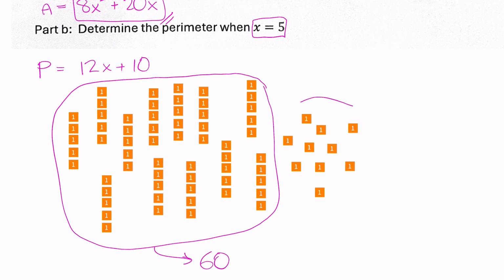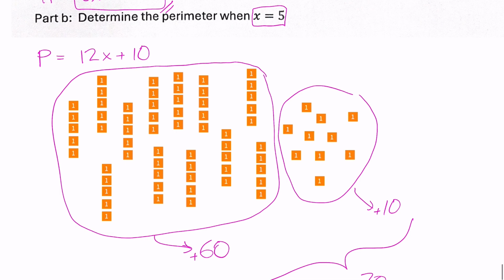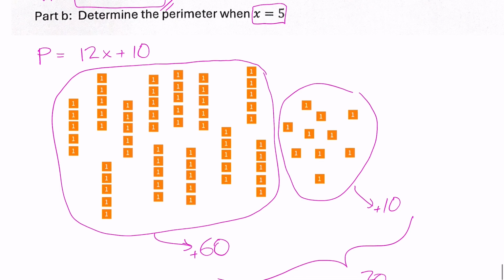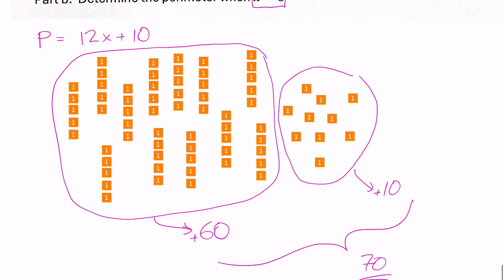And then here we're going to have 10 there. That 10 was always there. So the total for this, where these are positives, is 70. So that's the answer to this question. The perimeter when x is equal to 5 is 70.